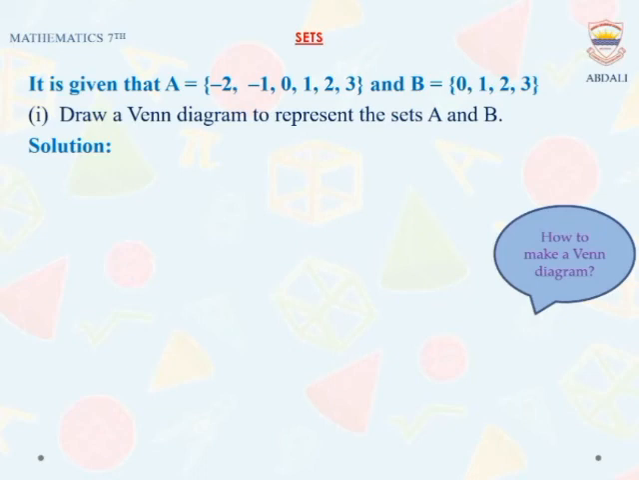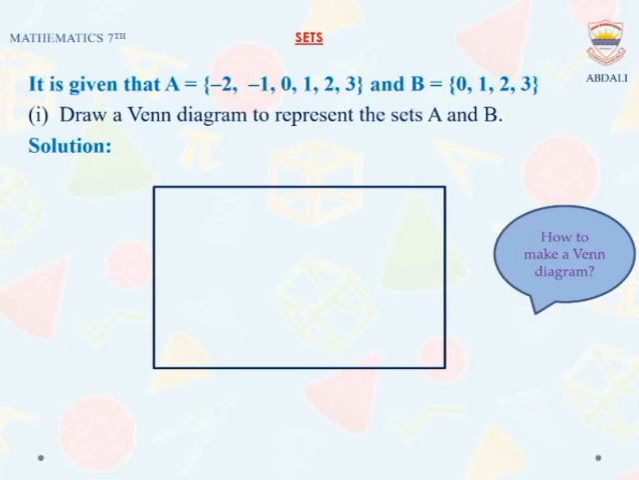So it will act as a universal set, and in a Venn diagram we always represent the universal set in a rectangular shape. So here firstly we will draw our universal set. We will draw a rectangle and we will name it set A. Okay, now it is our universal set which contains all the elements. So this rectangle contains all the elements which are -2, -1, 0, 1, 2, 3. Okay, so it is our set A now.